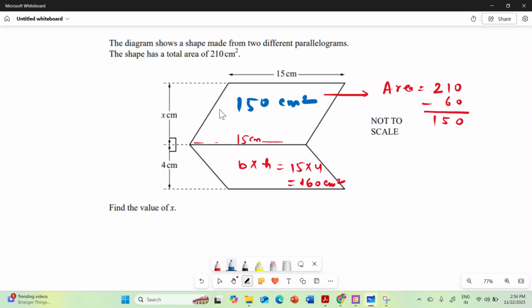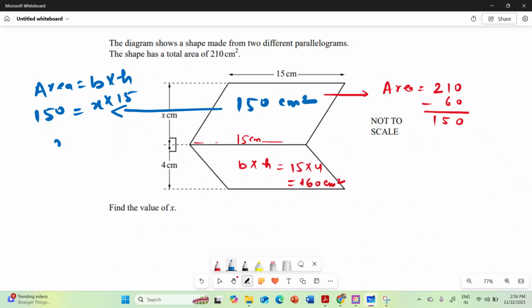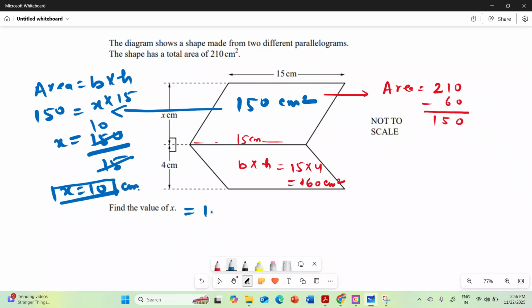centimeter square. Now here the area equals base into height. So here I have height is x and base is 15 and total area is 150. So x equals 150 by 15. So here you will get 10. The value of x is 10 centimeter. This is the answer of this question.